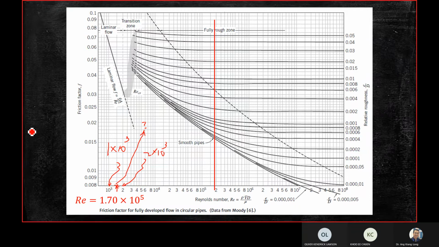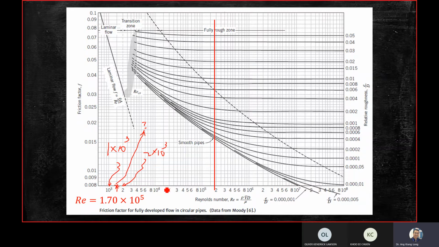1.5, right? Yeah, 1.5, 10 power of 3. Yeah, correct. So you know how to read from here. You look at the Moody chart below there. So you have 1.7 times 10 power 5, so you look for 10 power 5.